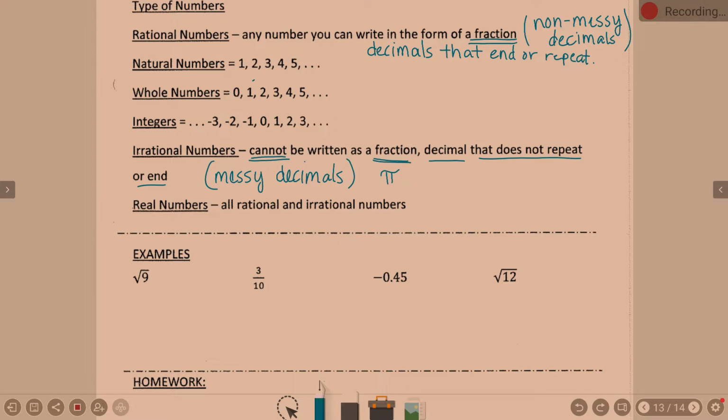At Algebra 1 level, everything we talk about is a real number. And so those are the classifications you're going to see in Math Excel that you have to be able to classify a number to. Okay?